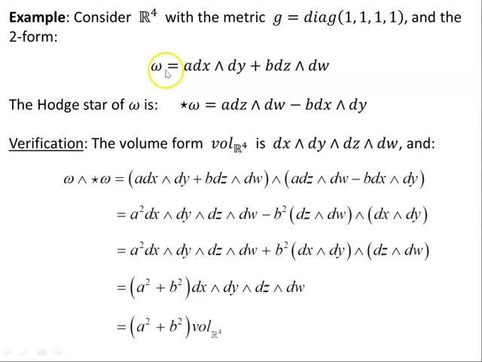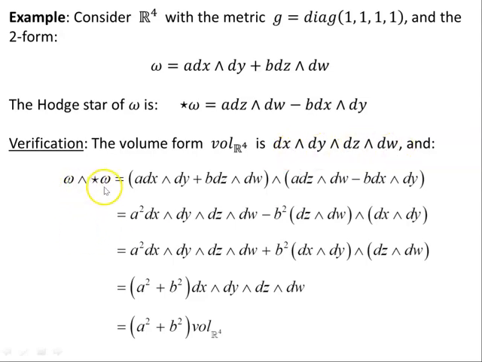All right, so we have the 2-form omega is a dx wedge dy plus b dz wedge dw. The Hodge star of omega is, and again refer to the previous video for all this, a dz wedge dw minus b dx wedge dy. So please have a look at the last video for that. Verification. The volume form on R4, vol subscript R4, is dx wedge dy wedge dz wedge dw. It's the highest form we can have in 4-dimensional space. It has the 4 coordinates.